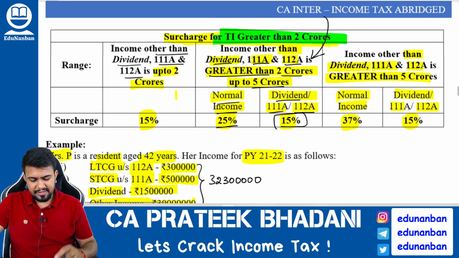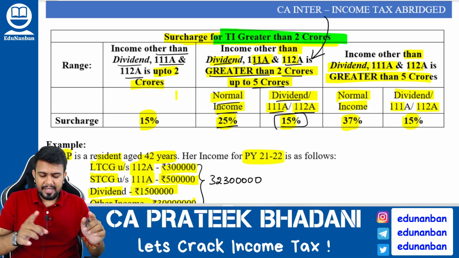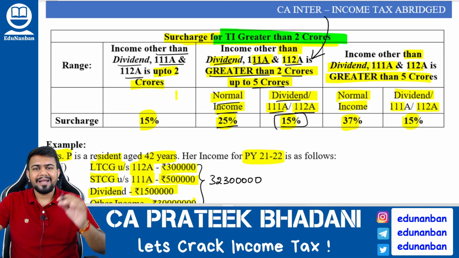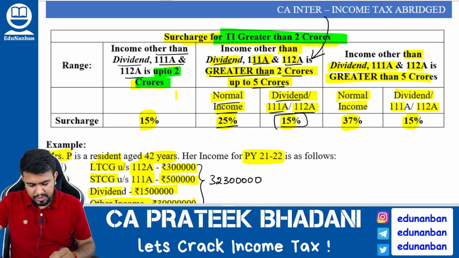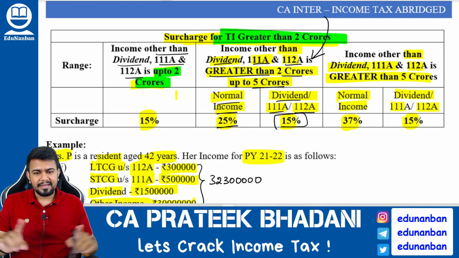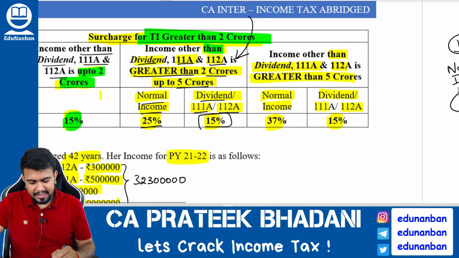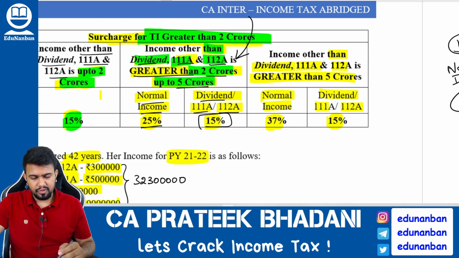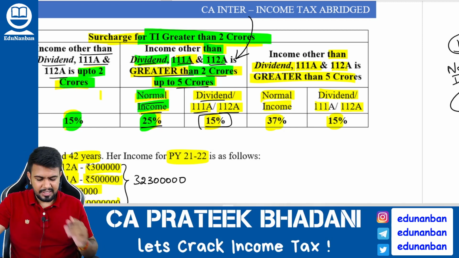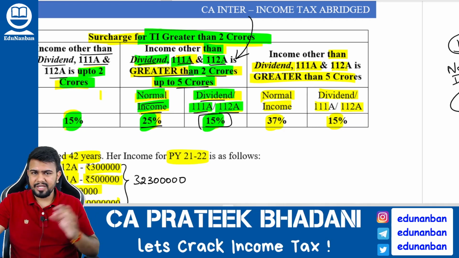In this table, what is given? You have to see what is the income other than 111A, 112A and dividend income. If the income other than 111A, 112A and dividend income is up to 2 crores, then on the entire income, 15% will be the surcharge. If the income other than dividend, 111A and 112A is more than 2 crores but up to 5 crore rupees, then on the normal income, surcharge will be 25%, and on the dividend, 111A and 112A income, the surcharge will be 15%.